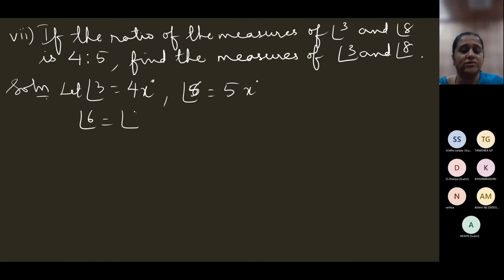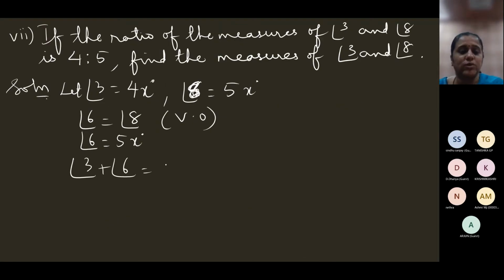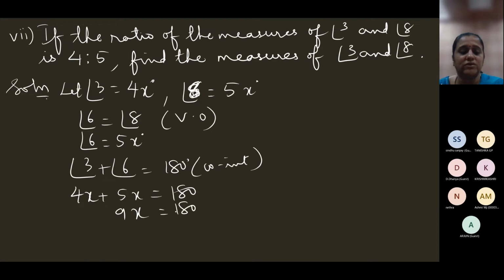Angle 6 is equal to angle 8 because vertically opposite angles are equal. So since angle 8 is 5x degrees, angle 6 is also 5x degrees. Now 3 and 6 are co-interior angles. Angle 3 plus angle 6 is equal to 180. Co-interior angles are supplementary. So 4x plus 5x is equal to 180. 9x is equal to 180. x is equal to 20.